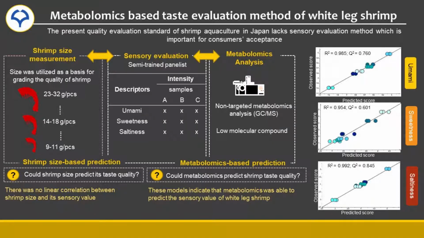We also perform metabolomics on white leg shrimp and its sensory value. Current quality evaluation of shrimp in Japan is by using size. However, using size alone cannot determine the sensory quality. Therefore, metabolomics is able to indicate the taste quality from its components. The result from this study is that shrimp size is not correlated to better sensory quality, but with metabolomics, we can predict umami, sweet and salt taste based on the metabolome data.